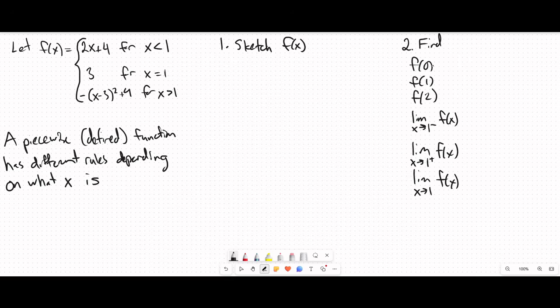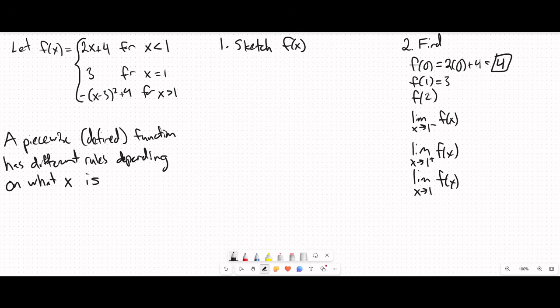We'll do those later. So if I'm asking what's f of 0, I look at my piecewise defined function. 0 is less than 1, so I'm going to use this first rule, 2x plus 4. It's going to be 2 times 0 plus 4, which just equals 4. Easy enough. What about f of 1? When x equals 1, it actually has its own rule. It's just going to equal 3.